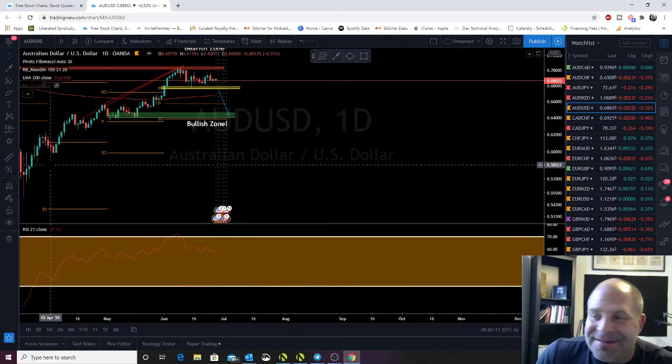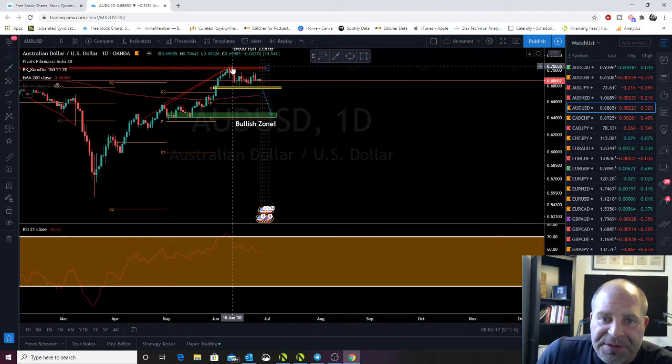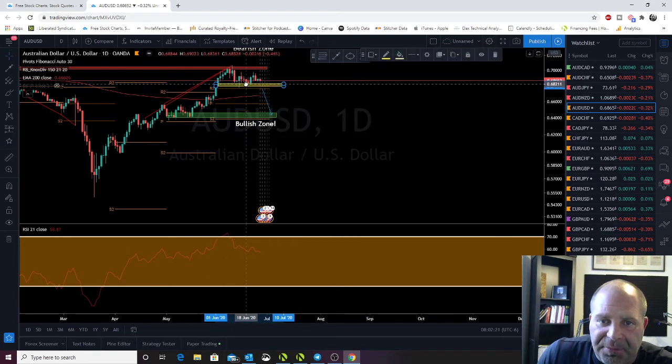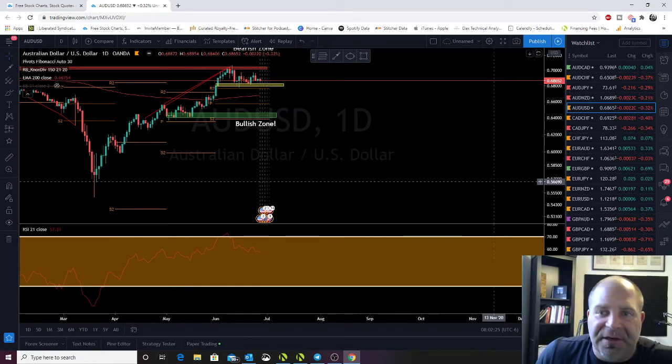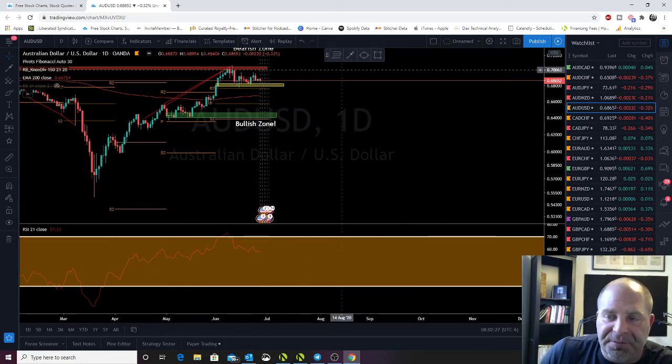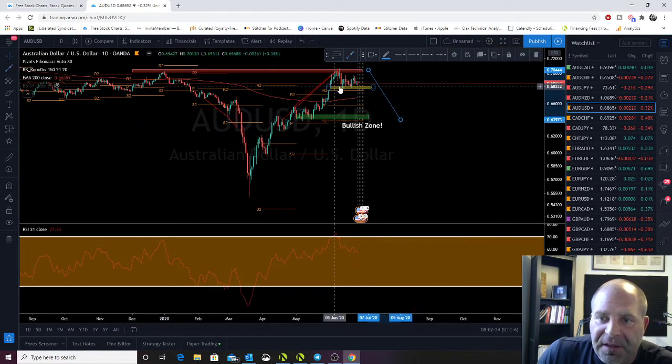Australian dollar, US dollar. Okay, so we've got a good resistance area. We're just kind of hugging this make or break zone. Nothing too surprising here on the daily chart for us to be jumping on. I will, however, if we test this area again, be a seller. I'm looking for that good drop.